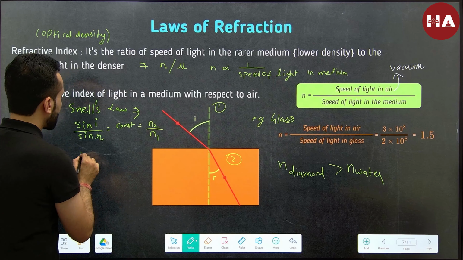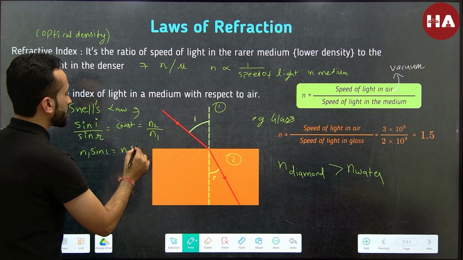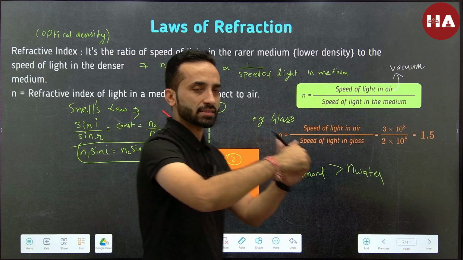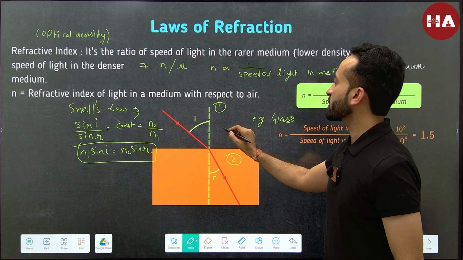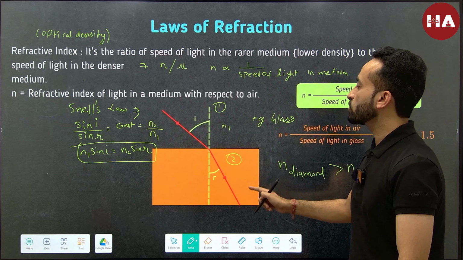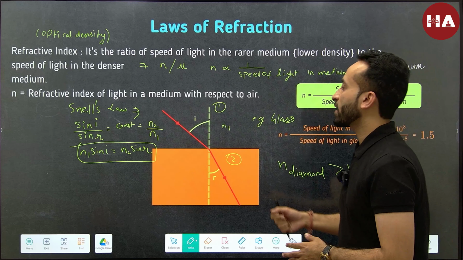So can I write it like this? N1 sin I equals N2 sin R. Students, that is how I want all of you to remember this. N1 sin I is equal to N2 sin R. So the refractive index of this medium multiplied by the sine of angle of incidence is equal to refractive index of the second medium multiplied by the sine of angle of refraction.